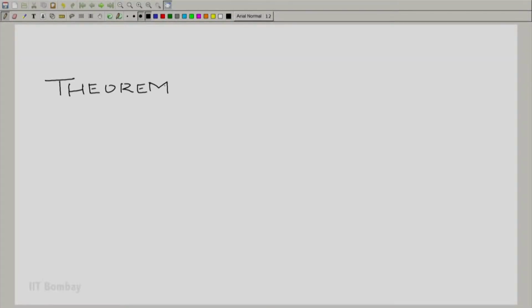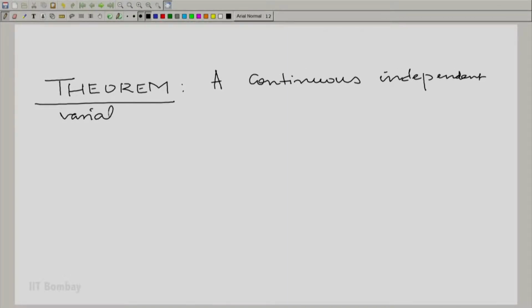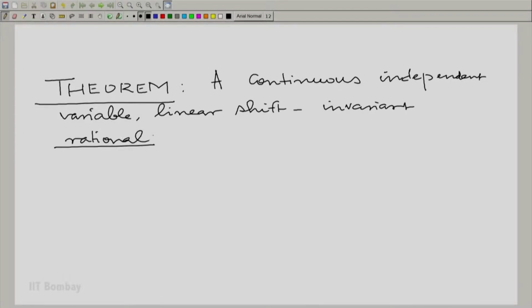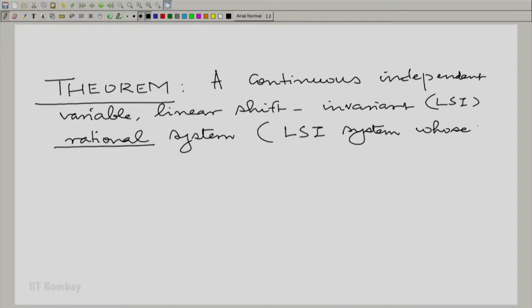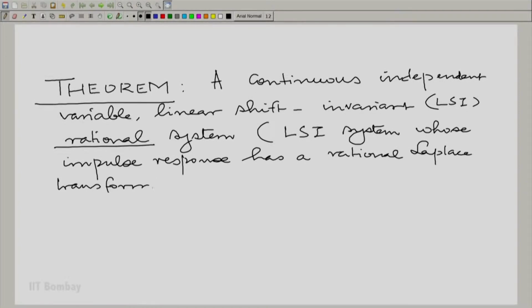So, theorem. Continuous independent variable linear shift invariant or LSI rational system. Remember, we are talking only about rational systems. So, what is a rational system? An LSI system whose impulse response has a rational Laplace transform is stable if and only if. Remember, it is an if and only if.